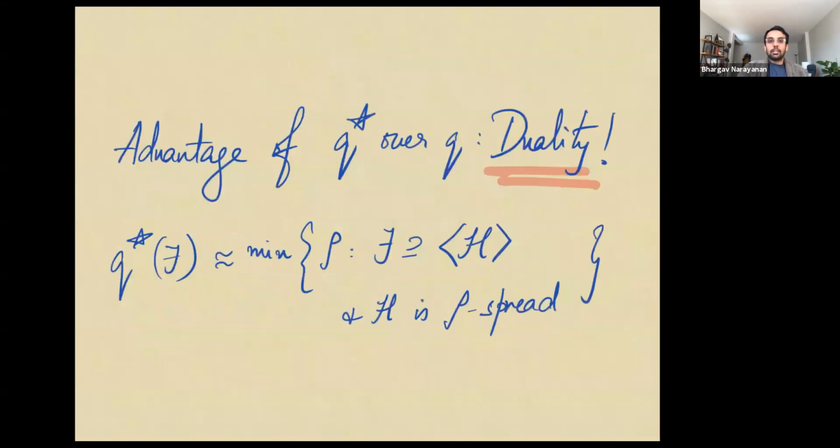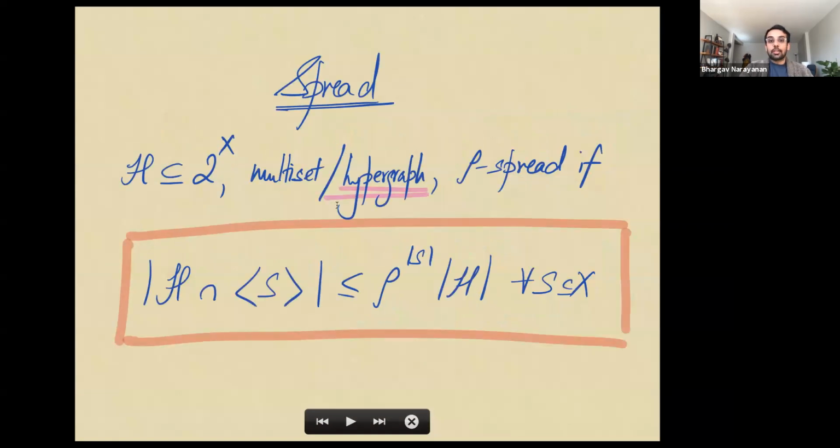And with that said, just going back and staring at this dual characterization, q star is then the smallest value of rho for which F contains the upset generated by some rho spread H. And notice, of course, that as rho gets smaller, this condition is stronger. It's saying that things get more and more well spread for smaller and smaller values of rho. The fraction inside any particular part of the world is decaying faster as rho gets smaller. Okay. So that's the dual characterization of the fractional expectation threshold.